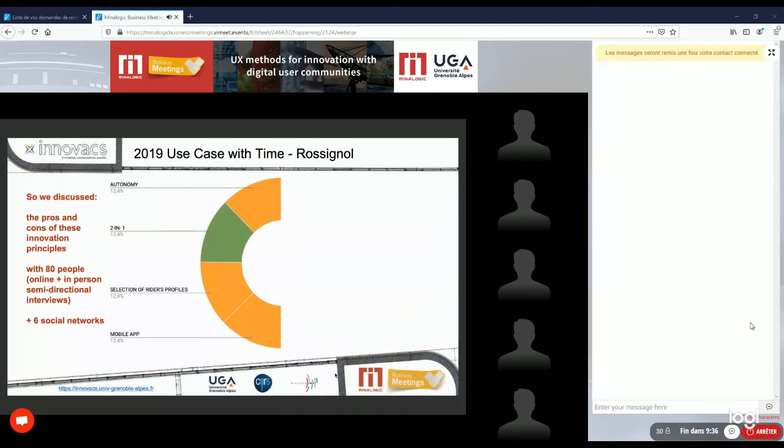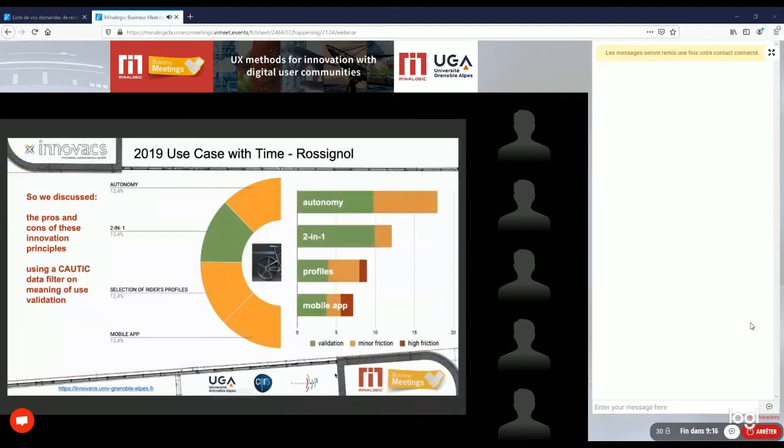So you see, the 2-in-1 is green because there is a strong validation of the concept, but there are more questions about autonomy, the selection of rider profiles, and the mobile app. So the CAUTIC coding filter helped us categorize the data we got from interviews on meaning, the data of meanings of use. We see that autonomy gathers a lot of discussion. It had about 2 times more questions than the selection of rider profiles.